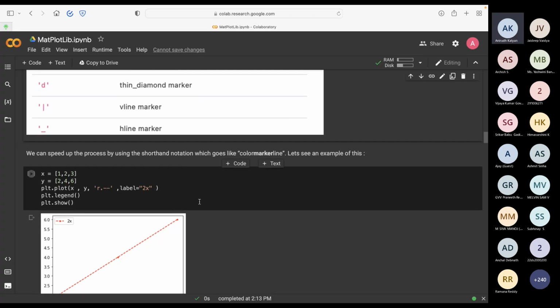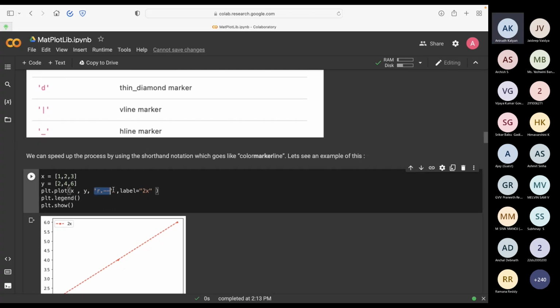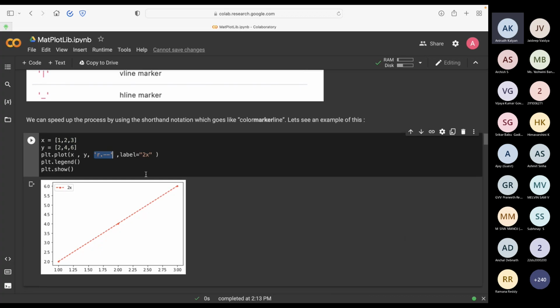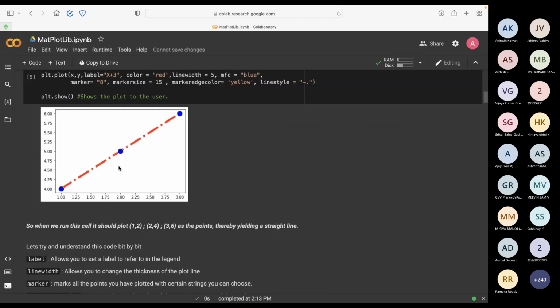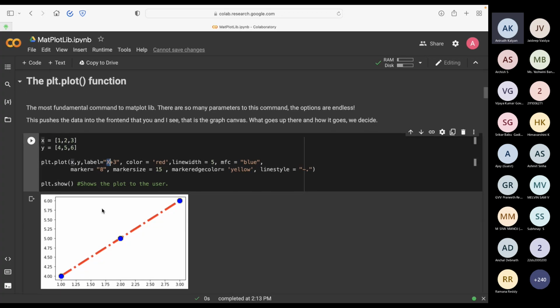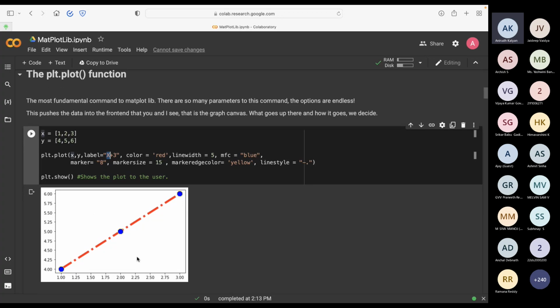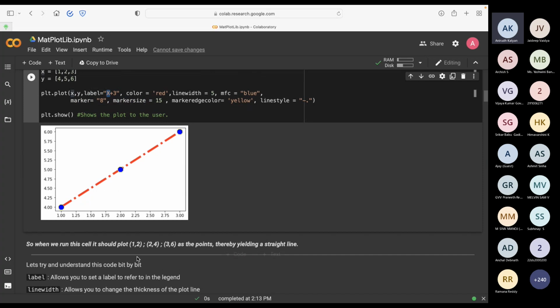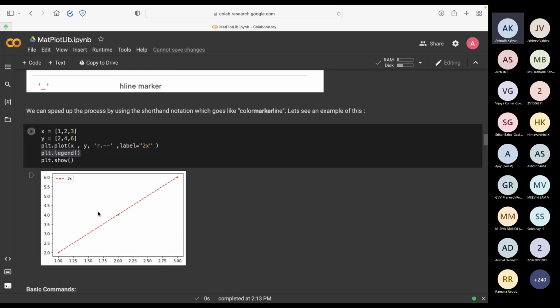Anyways, now I would also want to introduce a shorthand notation. From the previous line to this line, all I've done is two things. One, I've introduced a shorthand notation, and two, I've introduced plt.legend. If you notice here, I labeled my graph as x plus 3. But if you notice the graph, x plus 3 is nowhere to be seen. So where does that x plus 3 go? The x plus 3 goes into the legend.